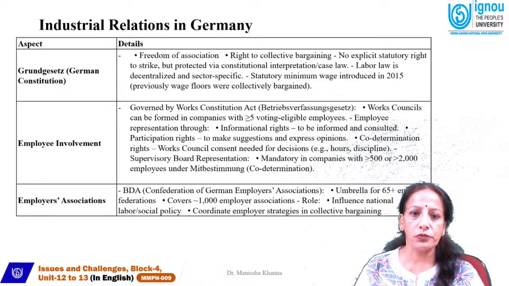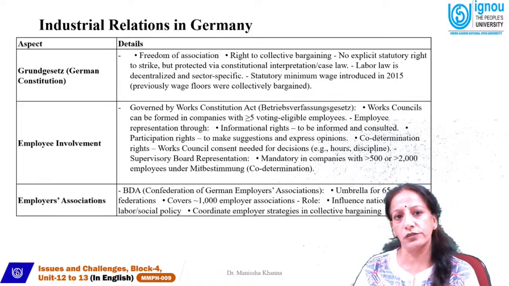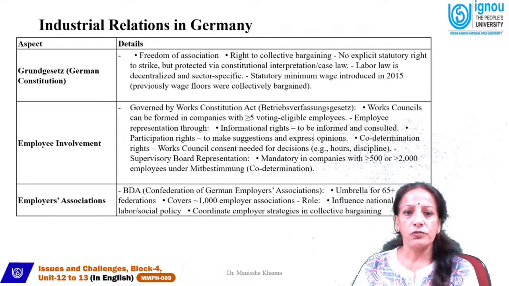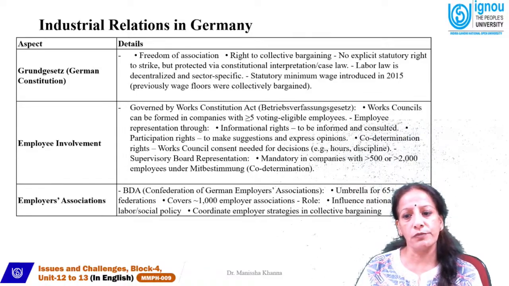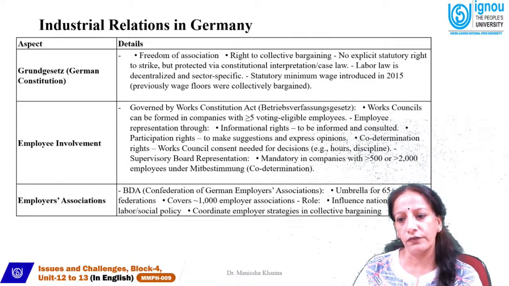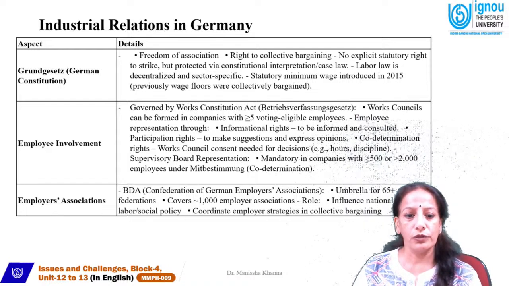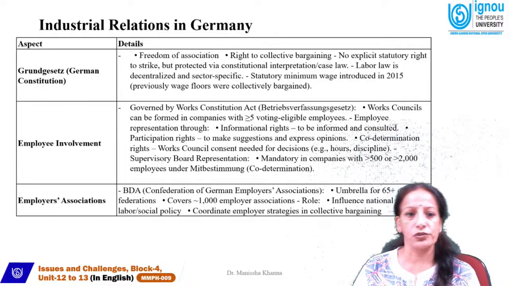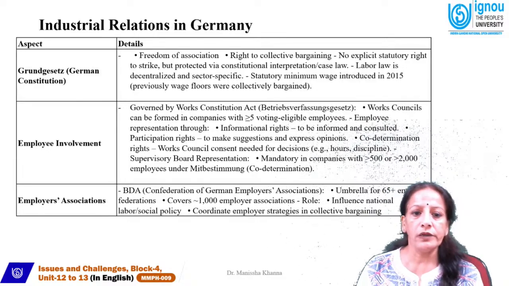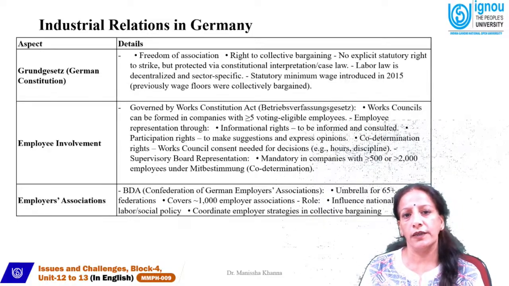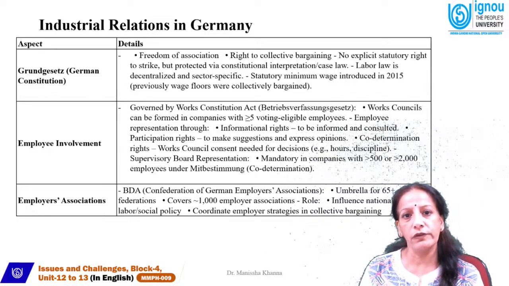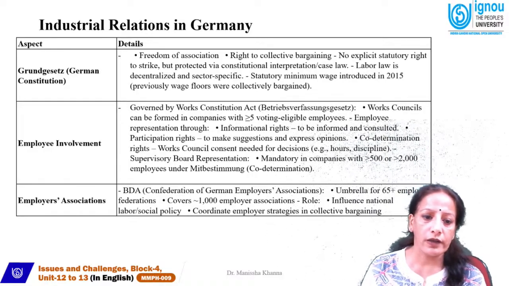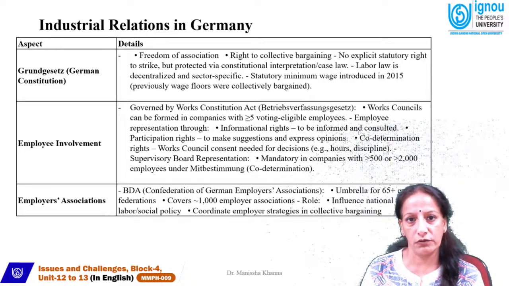Co-determination right means works council consent is needed for certain decisions, either on hours or discipline. For example, supervisory board representation is mandatory in companies with more than 500 or 2000 employees. So employees have Mitbestimmung, that is co-determination. So employee involvement is very much present in industrial relations in Germany, where they have certain rights. They are governed by the Works Constitution Act.